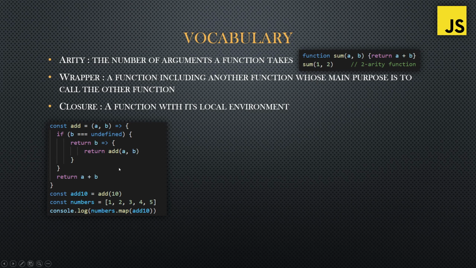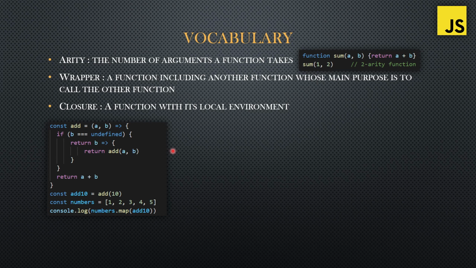Before jumping into a practical example, let's see some words of vocabulary which are linked to this topic. The arity is the number of arguments the function takes, so this is a two-arity function. By the way, this is called a parameter. When you define a function, the values that are passed are called parameters, and when you call the function, the real values are called arguments.